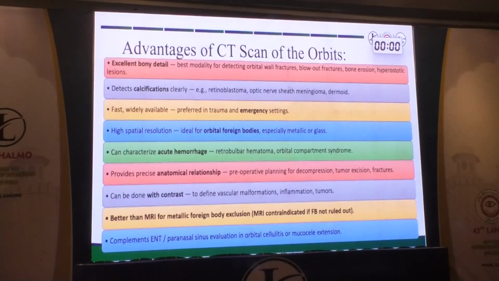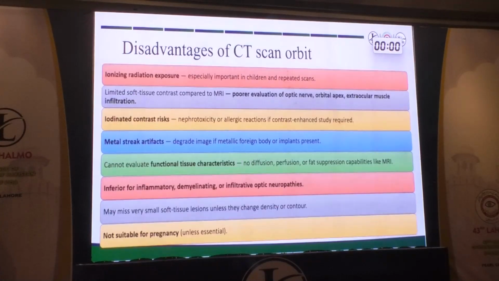Provides precise anatomical relationships. Can be done with contrast. And better than MRI for metallic foreign bodies, because MRI is contraindicated in cases of metallic foreign body. Complements ENT paranasal sinus evaluation in orbital cellulitis or mucocele extension.